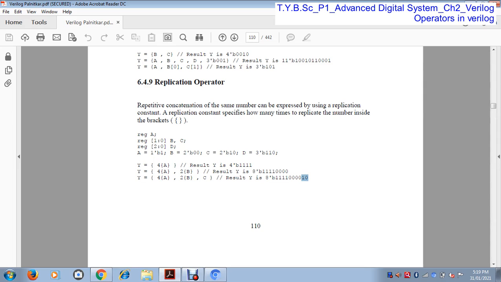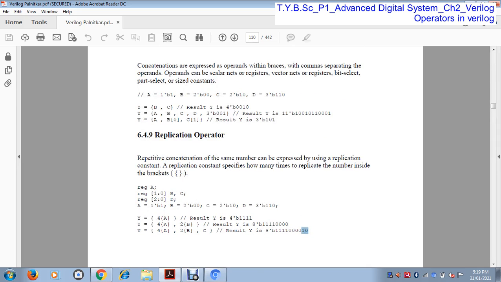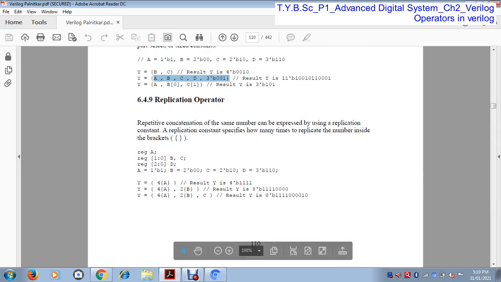So replication operator means what? Repetitive concatenation of the same number can be expressed by using the replication constant. That means if the concatenation operator is defined repetitively, then we use the replication operator. Concatenation operator means one operator contains a number of operands. Here y contains a number of operands a, b, c, d. But here in the replication operator y contains 4 times A, 2 times B. So this is called a replication operator.